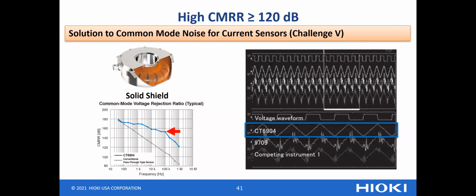And the graph on the left-hand side is the actual waveforms. You can see CT6904's waveforms don't include high frequency components. So Hioki pass-through sensors minimize common mode noise for accurate current measurement. Okay, this is my last slide. I pass it back to Chris.